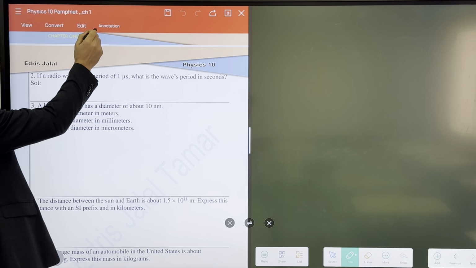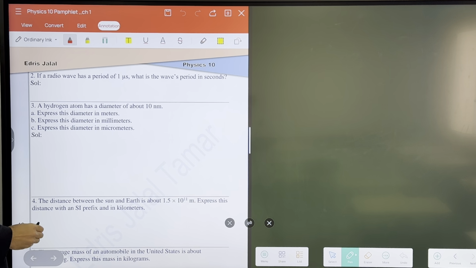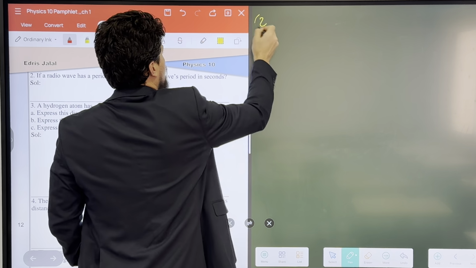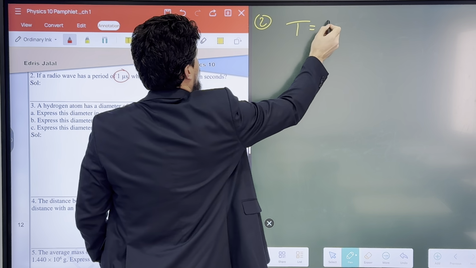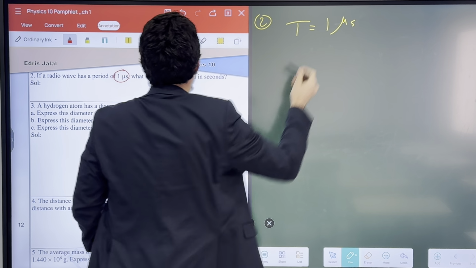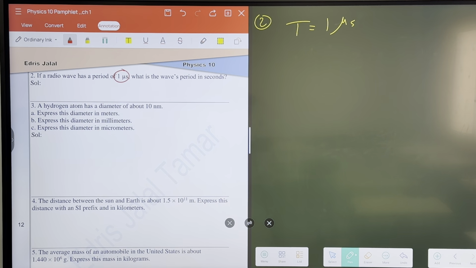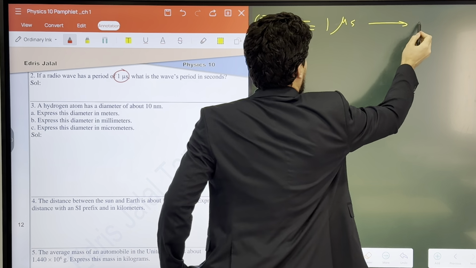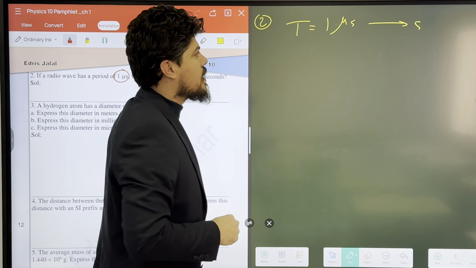If the radio wave has a period of 1 microsecond, the period is equal to what? This is question 2. Period is equal to 1 microsecond. What is the wave's period in seconds? So we have to convert this microsecond to what? To second. Which one is larger, second or microsecond?